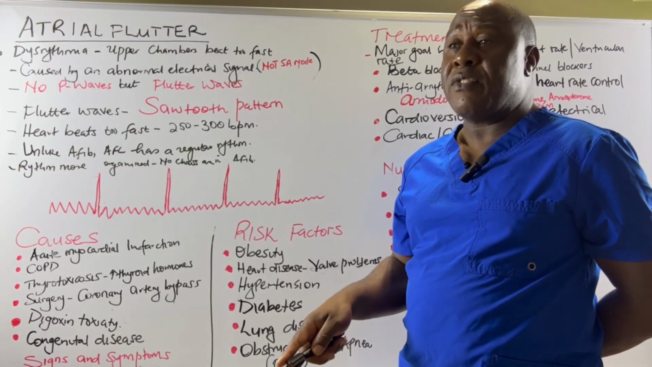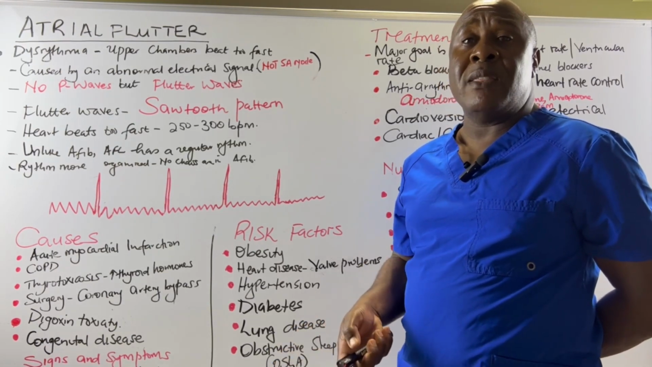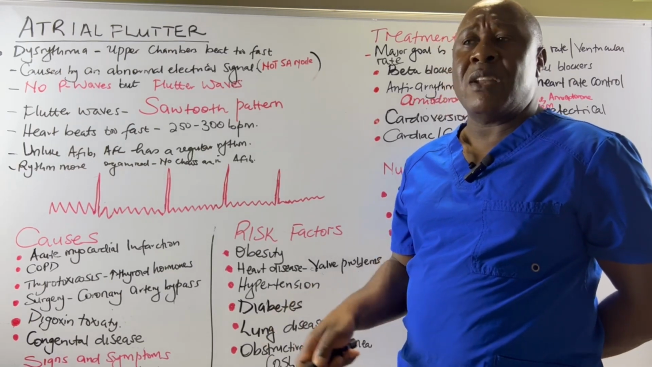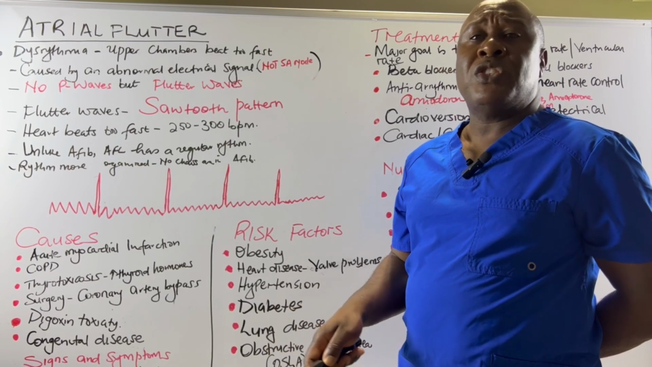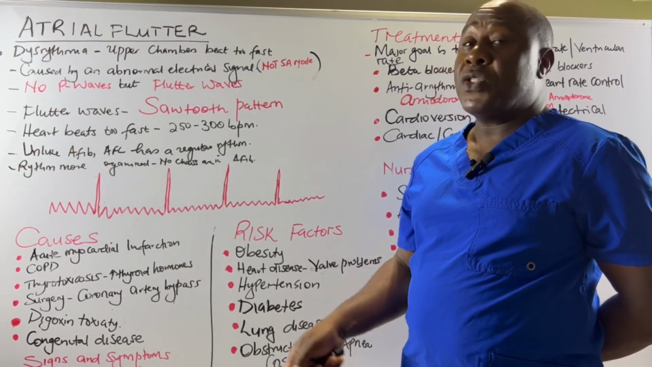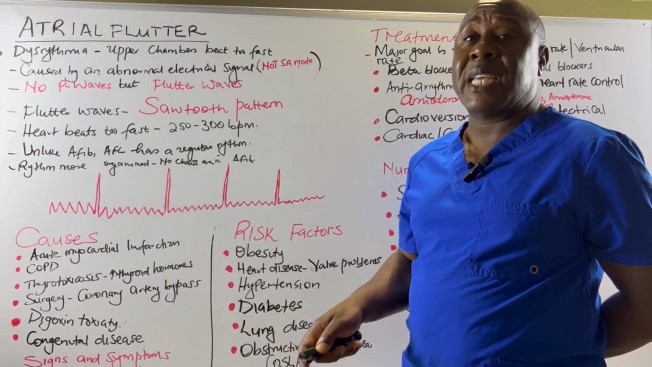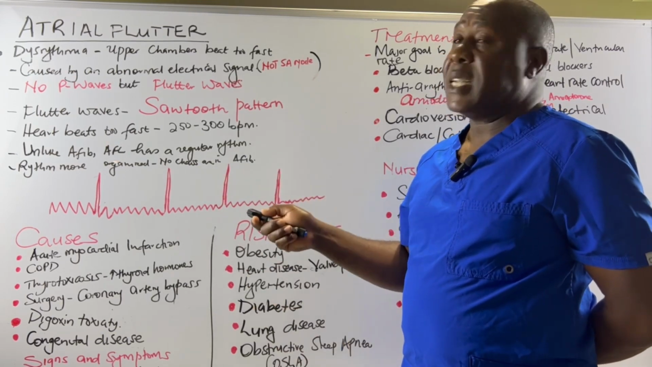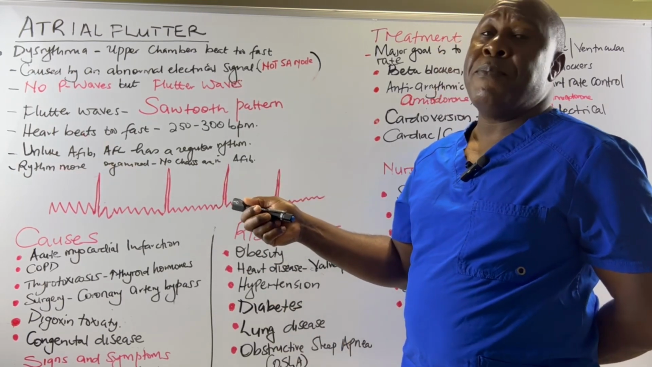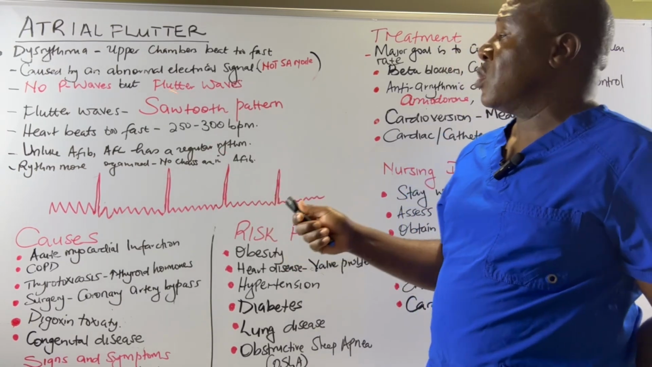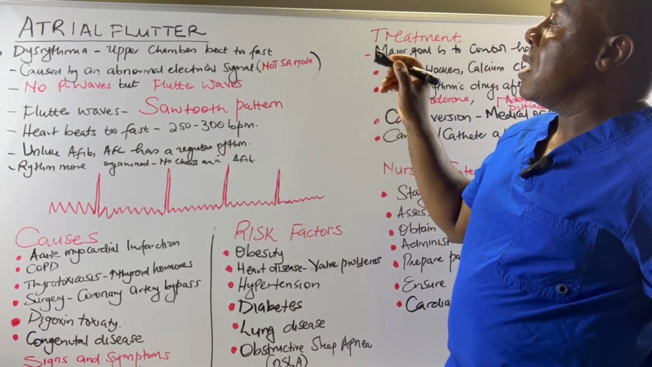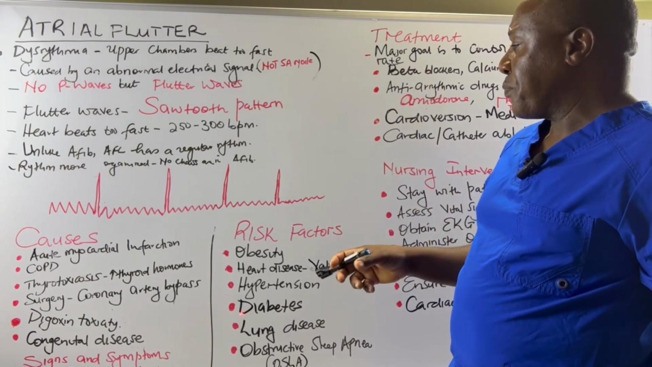When we have atrial fibrillation, we have chaos in the heart because different types of cells are issuing electrical signals at different times. So atrial fibrillation is chaotic. But in atrial flutter, the rhythm is a bit organized and it is regular. So we don't have the chaos experienced in atrial fibrillation.